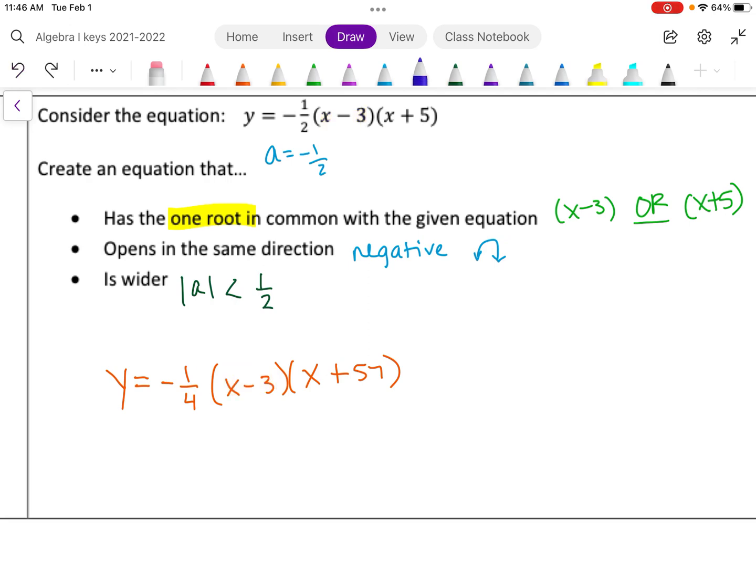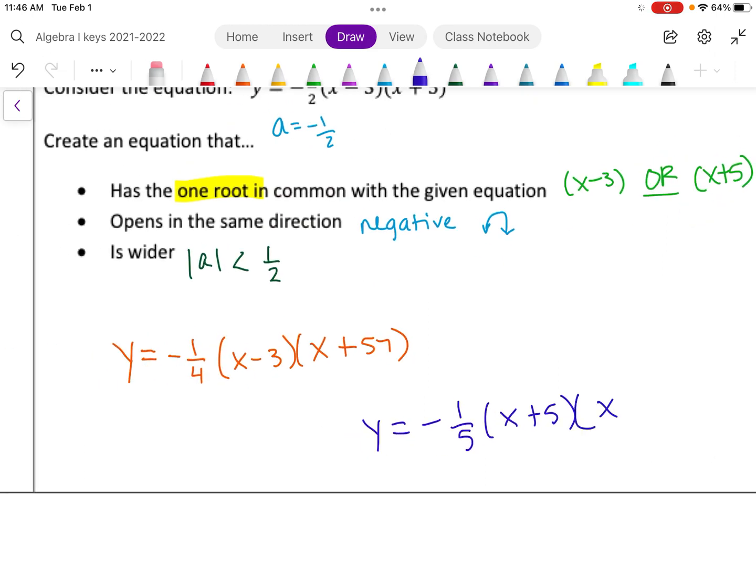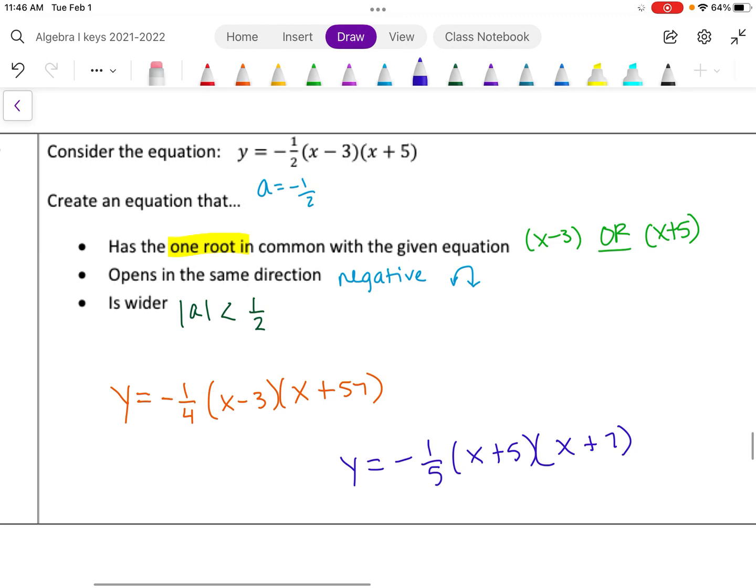Or if we had used x plus 5, you could have done y equals negative 1/5 times (x + 5) times (x + 7). Right? Again, it doesn't matter what you make up, just as long as you have that one in common. So either of those are examples that fit these 3 criteria, but there are numerous other ones you could have come up with that fit the criteria.